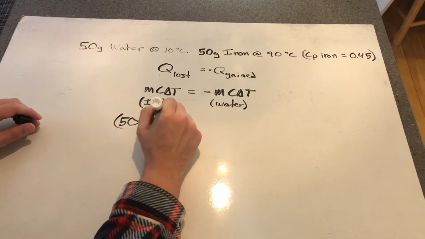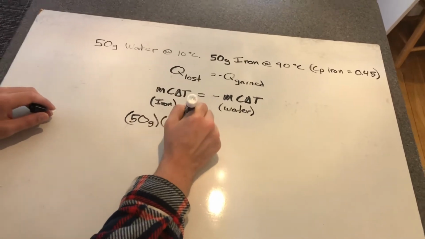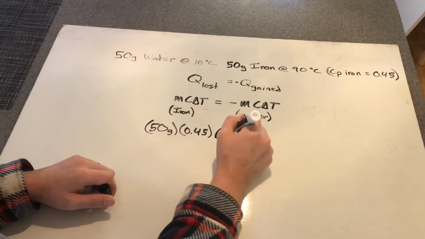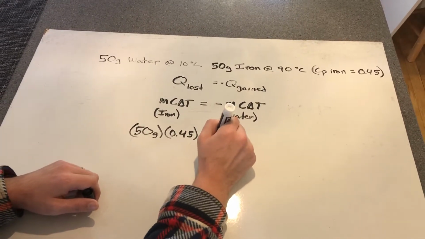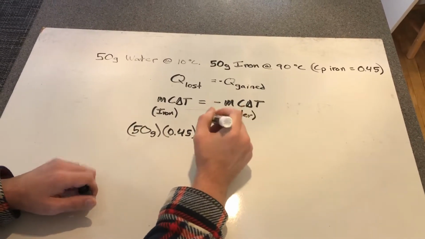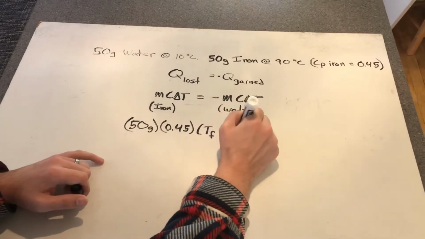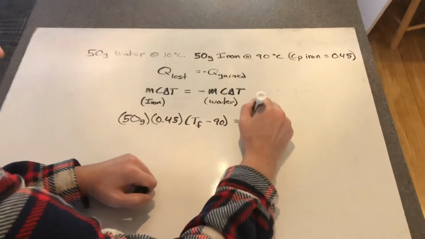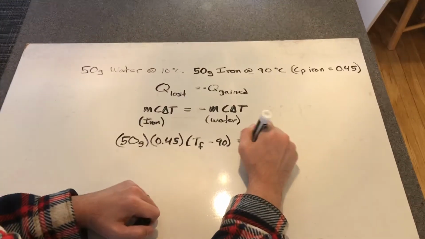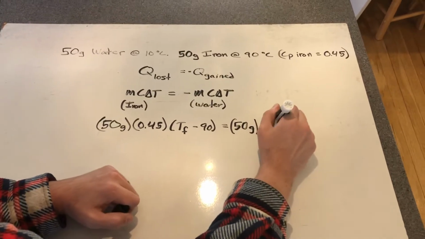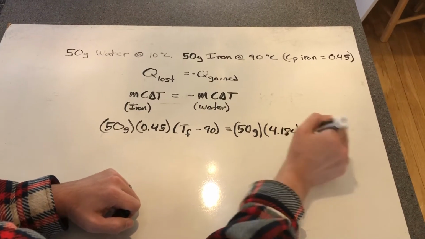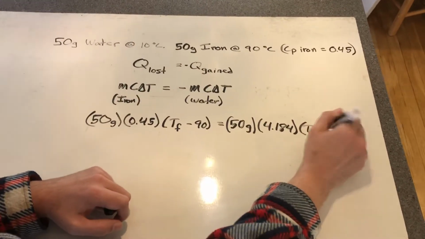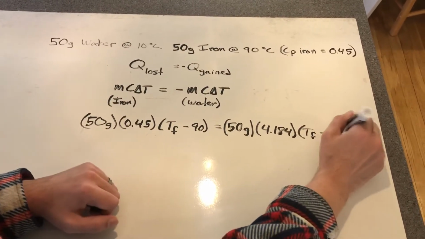times the specific heat of iron, which is 0.45. Now for the delta T here, we want to do TF minus TI like we talked about. We don't know the TF, that's what we're trying to find. The initial temperature of the iron was 90, right? We do the same thing for water over here. You're going to have 50 grams times 4.184 times, we're going to do TF minus the initial temperature of water, which was 10.